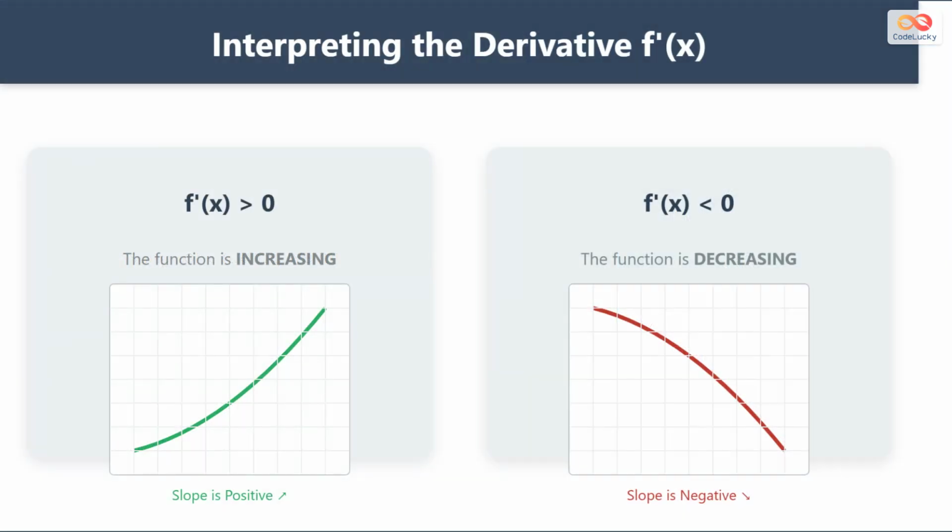Let's recall what the derivative tells us about the shape of a graph. If the derivative is positive, the function is increasing, it is going uphill. If the derivative is negative, the function is decreasing, it is going downhill.